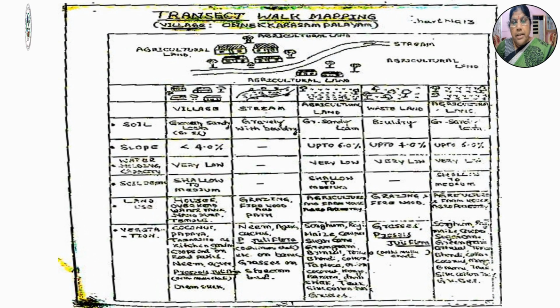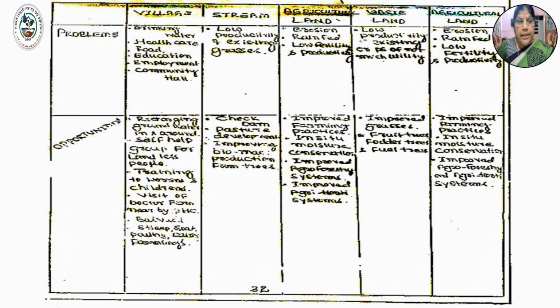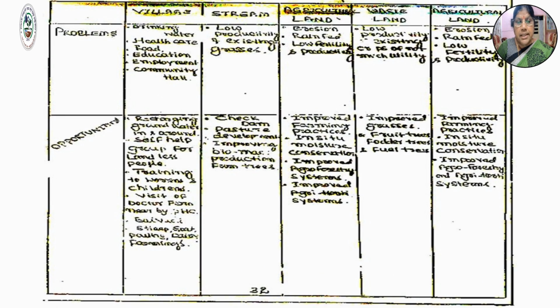Here, this is another hand-drawn example of Transect Walk which is done for Salur watershed. Here 5 Transect walks have been made, and in each Transect the various observations like soil type, slope, water holding capacity, vegetation, land use, etc. are observed, and based on these observations we have to identify the problems existing in each Transect and the potential opportunities to develop each Transect. See, for example, if we make a gully Transect, we can decide the place where the check dam can be constructed.